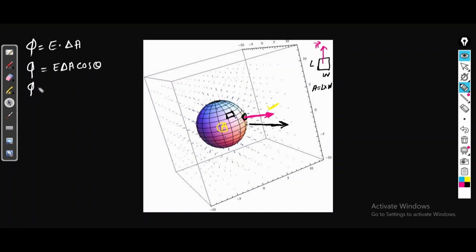So phi is equal to E del A cos of 0. And we know that cos 0 is equal to 1. So phi is equal to E del A.